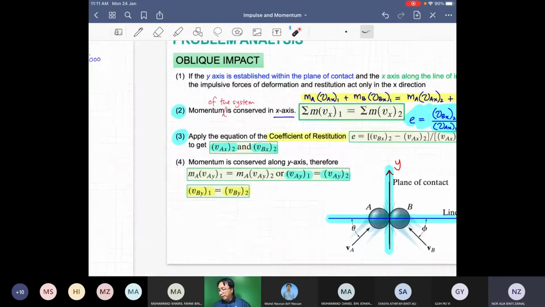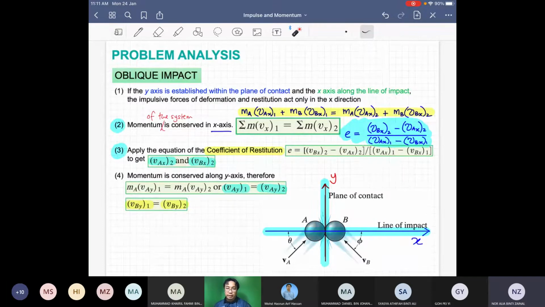Okay? Alright. Ada apa-apa soalan? Ataupun kita tengok contoh dulu so that you can understand better lah. Do you have any question on how to solve this? Ada apa-apa soalan? Is this clear?